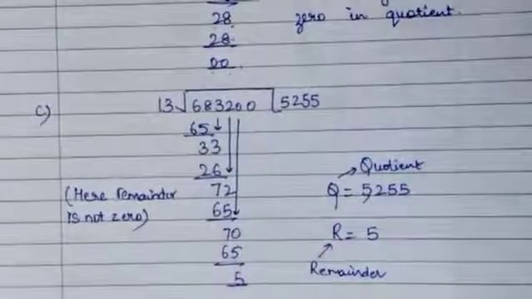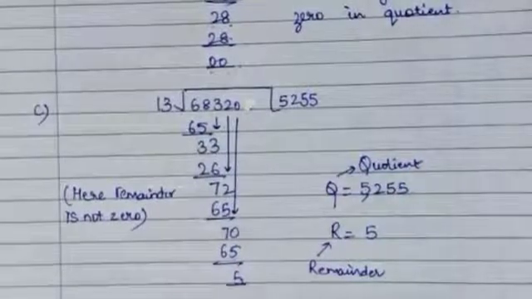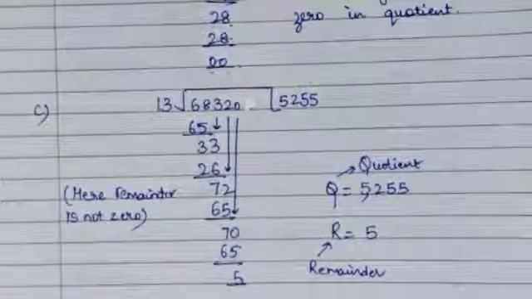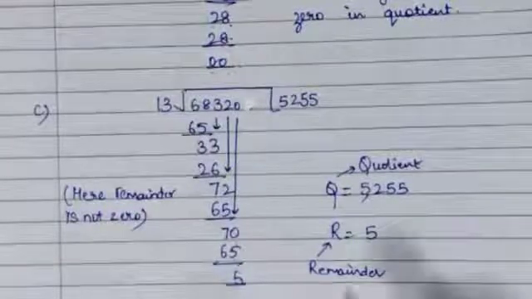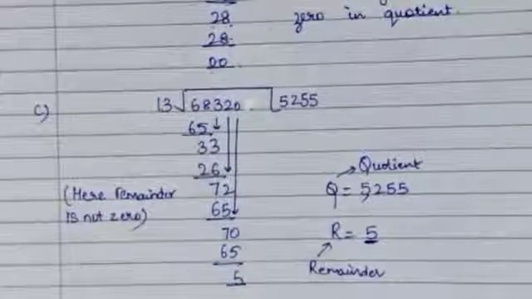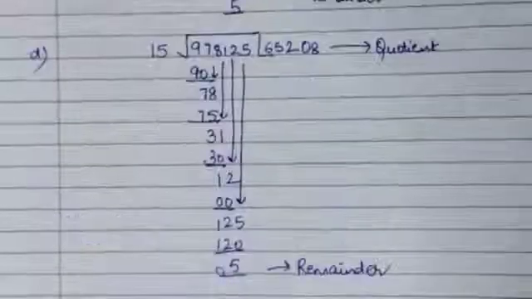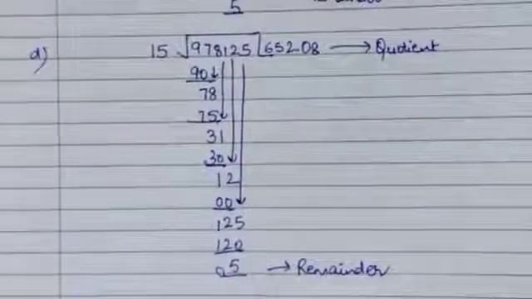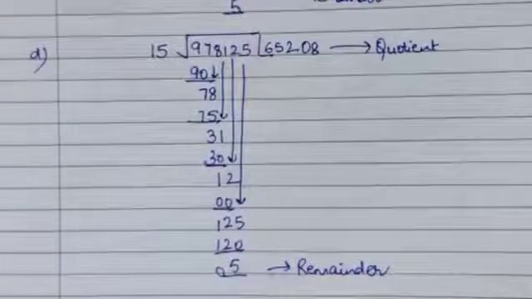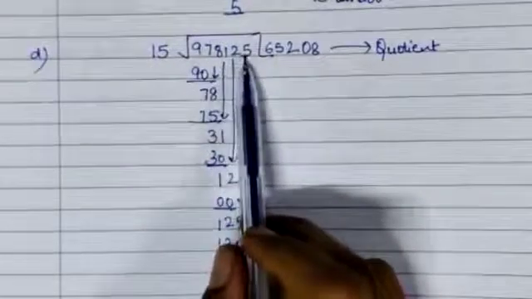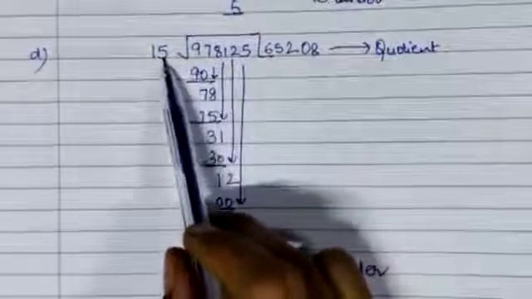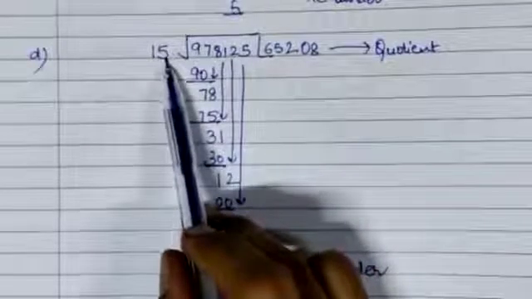So now what is the quotient? Quotient is 5255. And what is the remainder? Remainder is 5. Clear? Next is, we have to divide 9,78,125 by 15. So let us start.